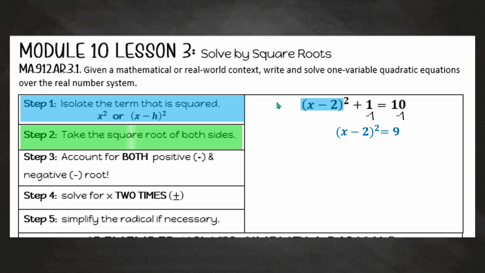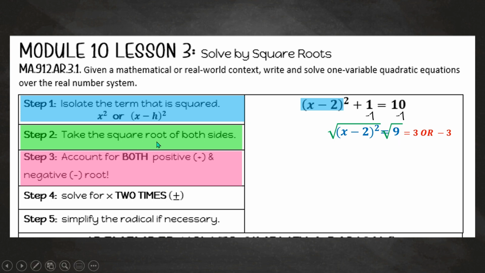Now our second step is to take the square root of both sides. So we're going to take the square root of (x - 2) squared, and we're going to take the square root of 9. The reason we're taking the square root is because we want to get rid of this exponent of 2. And the square root of 9, most students know, is 3. But we have to remember that it's not just 3, it's also negative 3, because the square root of any number can either be positive or negative, because negative 3 times negative 3 would still equal 9.